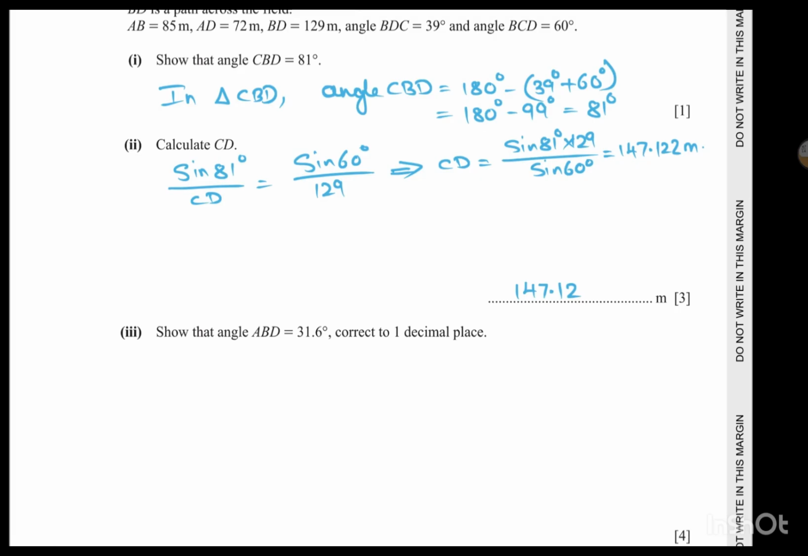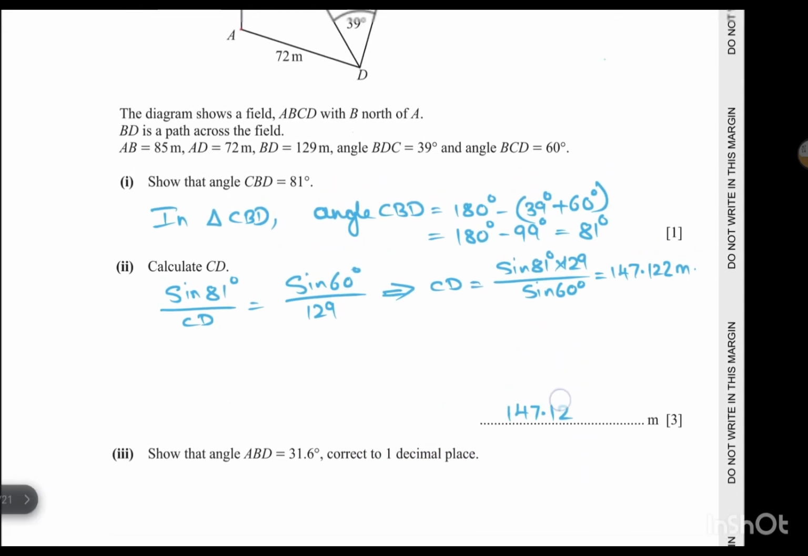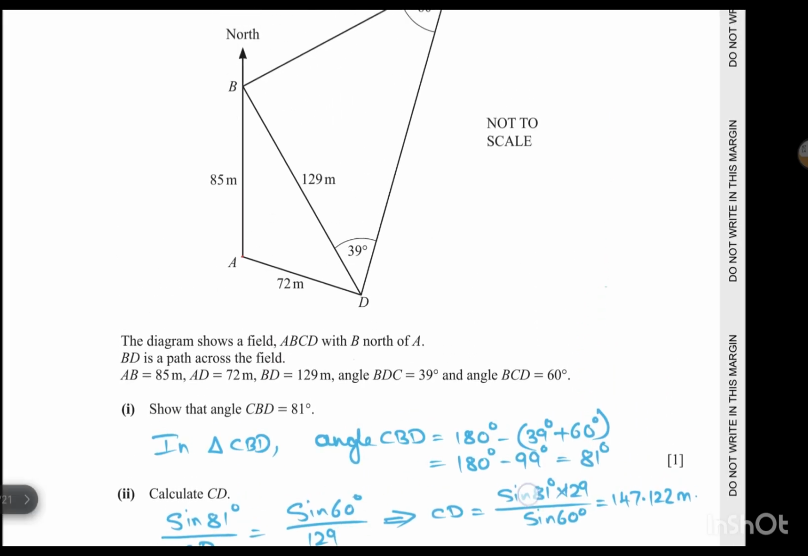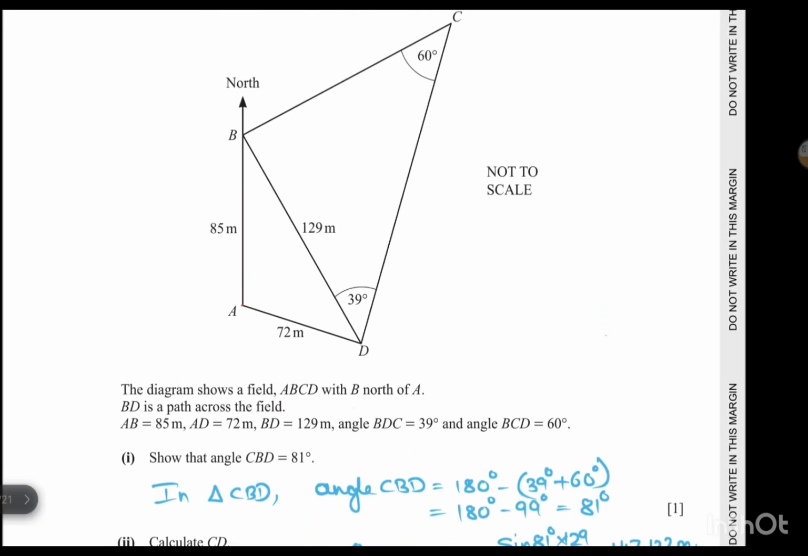Question number 3. Show that angle ABD is equal to 31.6 degrees correct to one decimal place. We need to show angle ABD is 31.6 degrees. So where is angle ABD? Angle ABD is in this picture. We will first see where angle ABD is. Angle ABD is this.